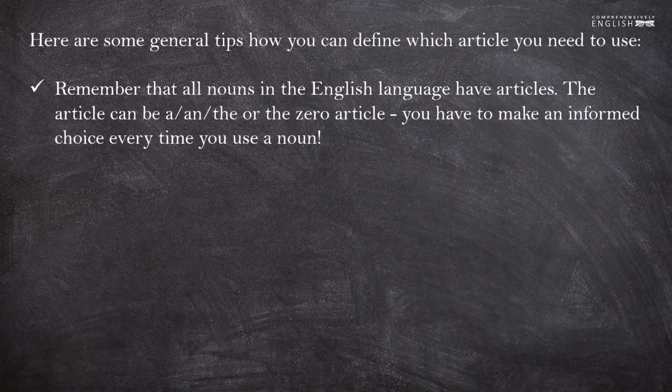And I want to finish with some general tips or recommendations on how you can define what article you need. The first tip is, of course, to remember that all nouns in English must have articles. The article can be a or an, the, or the zero article. You have to make your informed choice every time you use a noun.